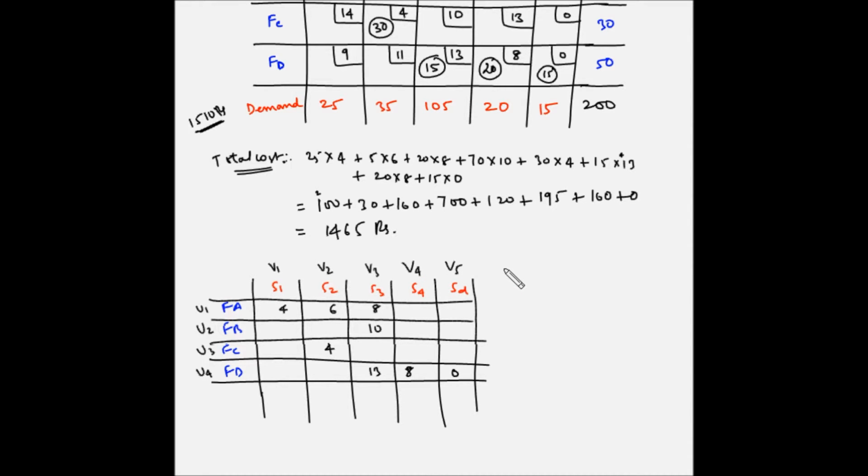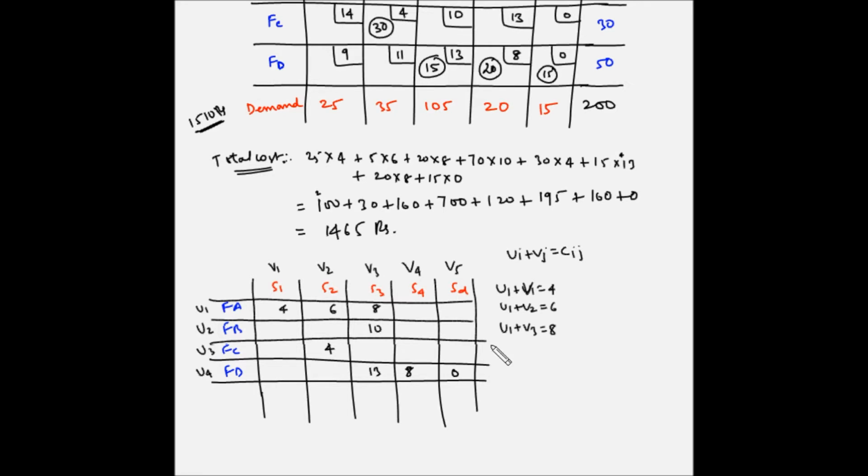The next step is to compute the values of u and v for the stone squares such that ui plus vj is equal to cij. Cij is the value of unit cost mentioned in these squares. So for the first square, u1 plus v1 is 4. Second, u1 plus v2 is 6. Then u1 plus v3 is equal to 8.